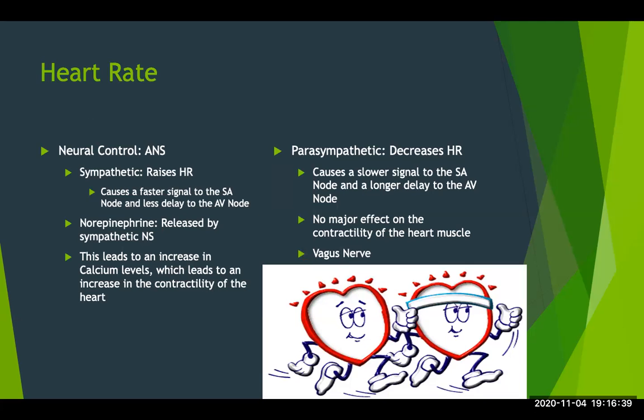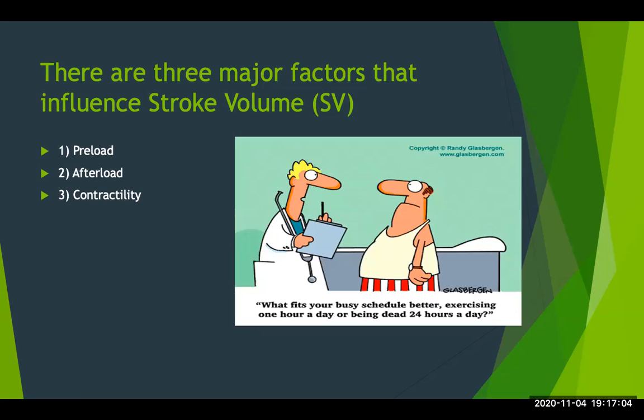Cardiac output can change when we look at the heart rate and the neural control by the autonomic nervous system. The sympathetic nervous system raises heart rate, and the parasympathetic nervous system decreases heart rate. You can read here more about the sympathetic and the parasympathetic nervous system, but each one of these will lead to an increase or decrease in the heart rate. There are three major factors that influence stroke volume: the preload, the afterload, and the contractility.